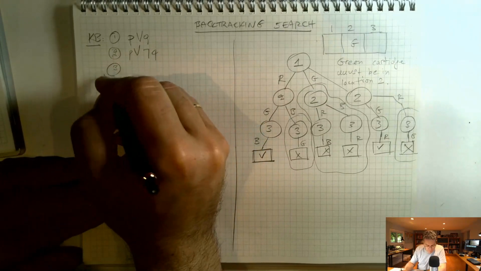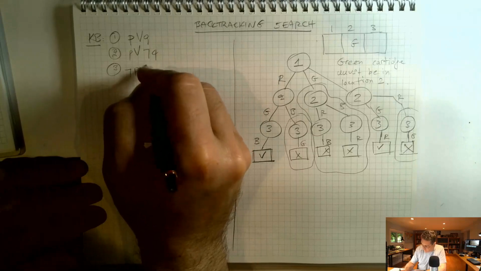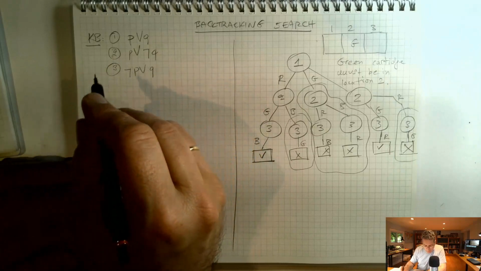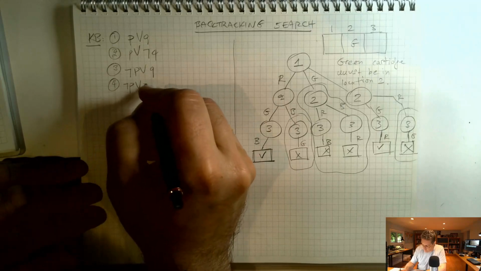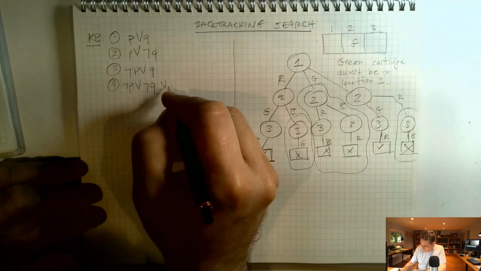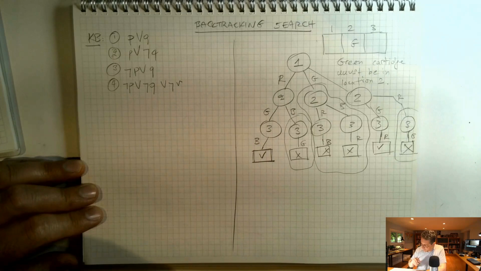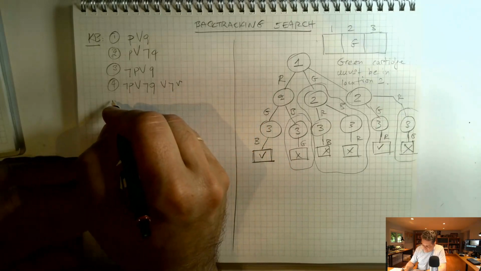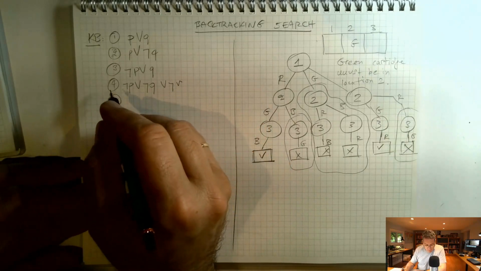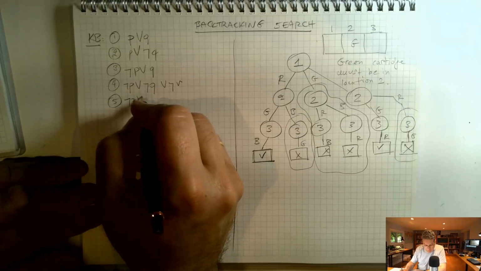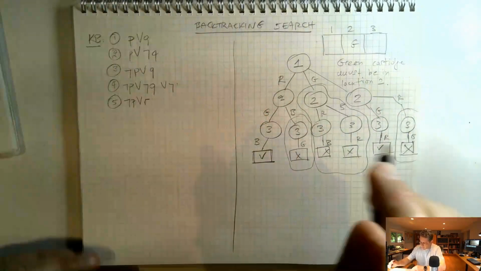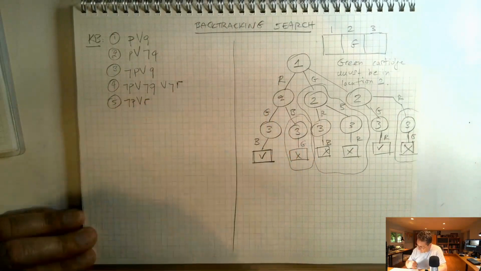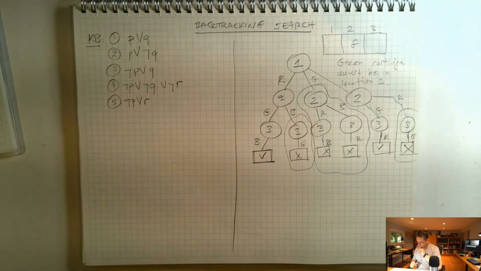Then we have negative P or Q. And then we have negative P or negative Q or negative R. And the fifth one is going to be negative P or R. Okay, so this is the equivalent situation we have here in this kind of knowledge base.